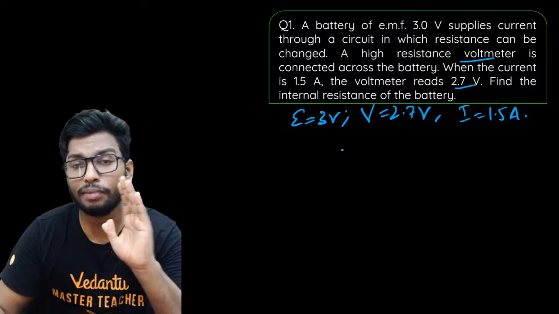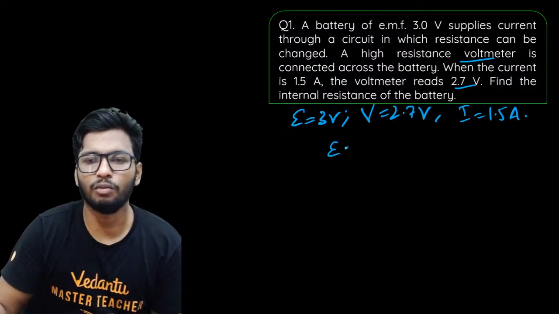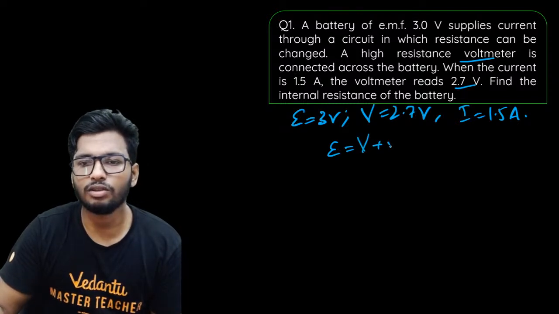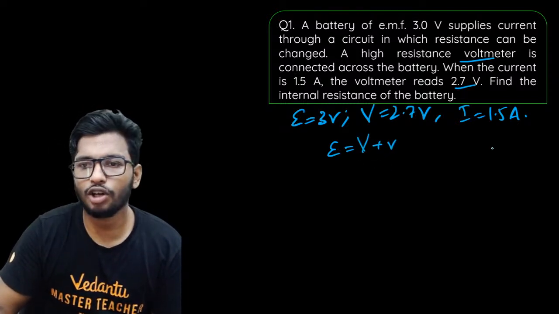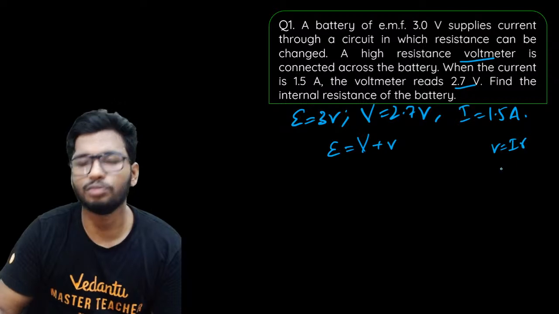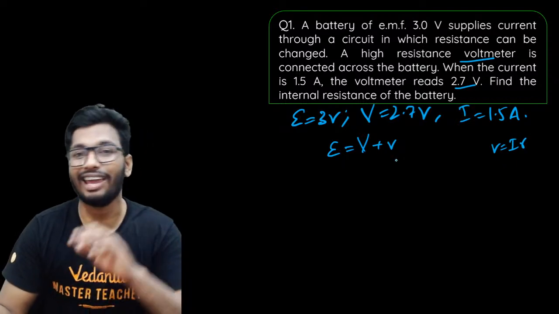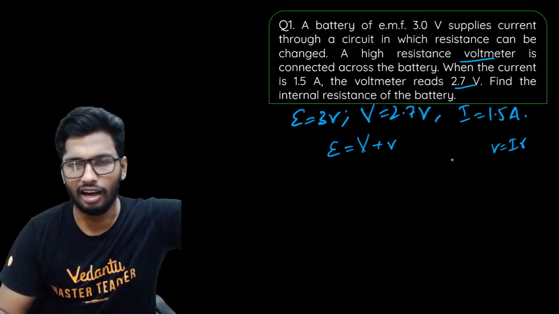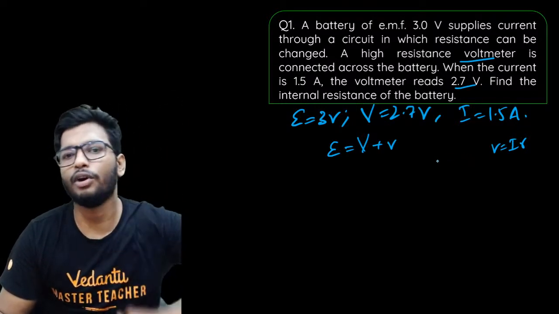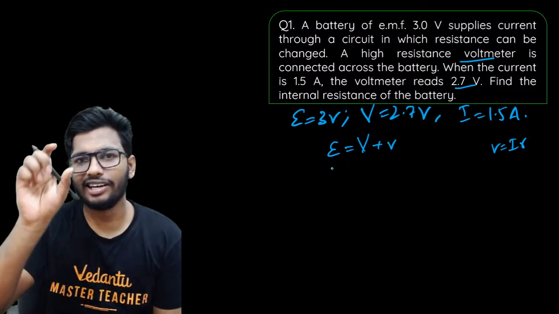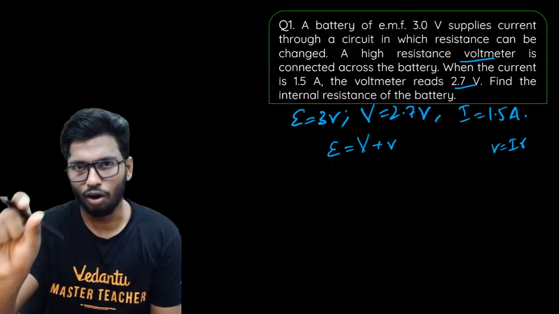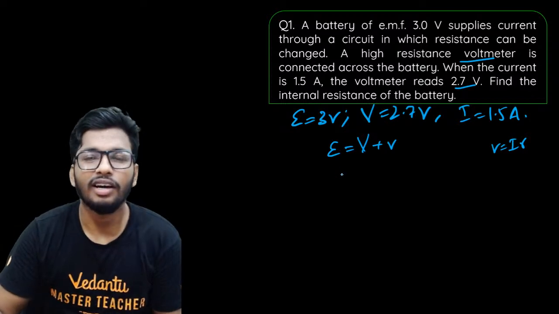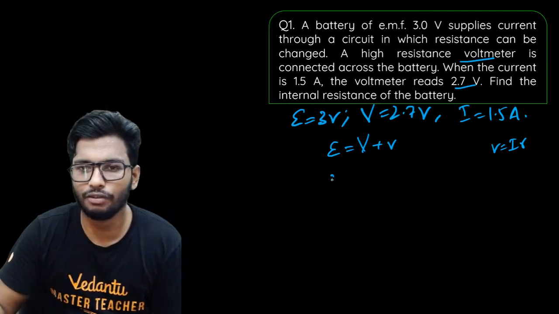First of all, guys, write down the basic formula. Epsilon, the EMF, is equal to terminal voltage plus voltage drop. Now, what is the formula for voltage drop? Voltage drop is equal to I into small r. So there are two ways to do it. Either you can directly put the values in and find the answer, or you can find the voltage drop separately, and then put it in the equation to get the same answer. I'm going to do the second method. It'll be much easier for you to calculate.